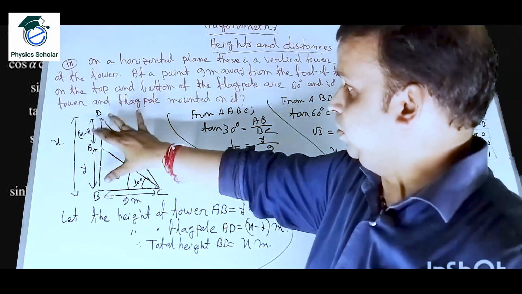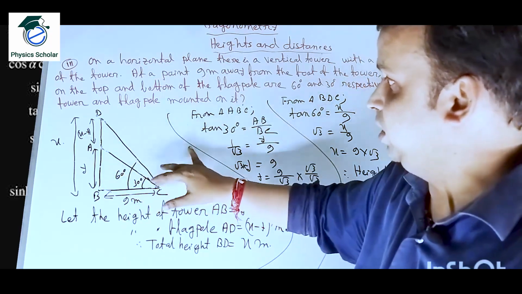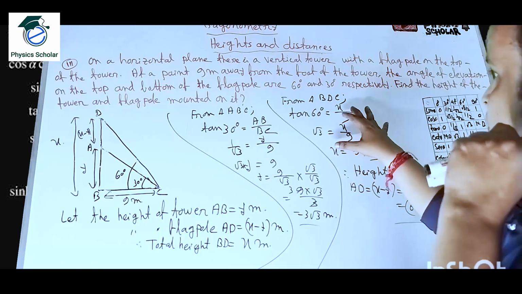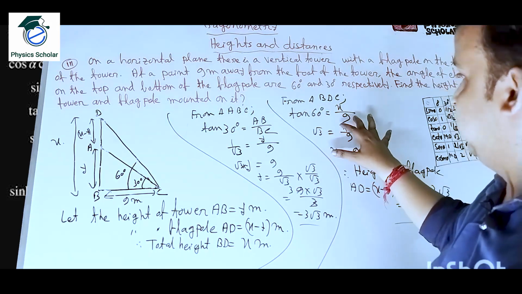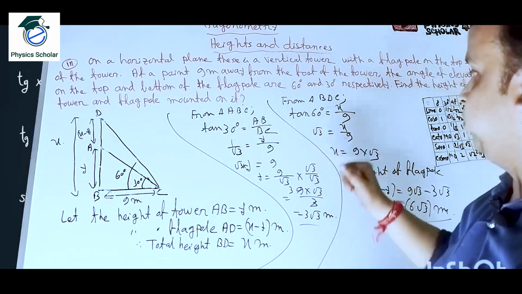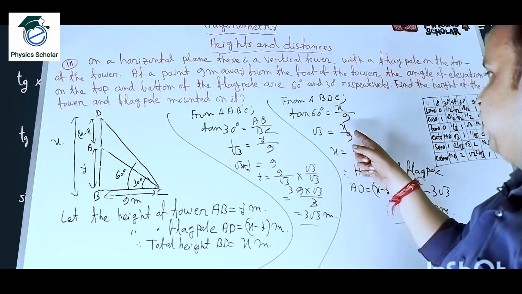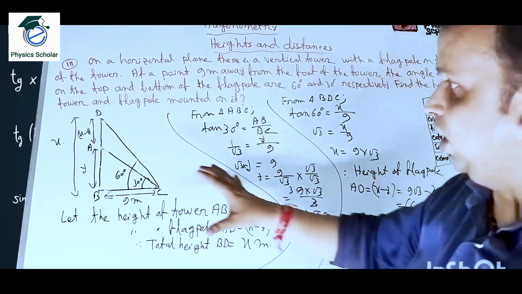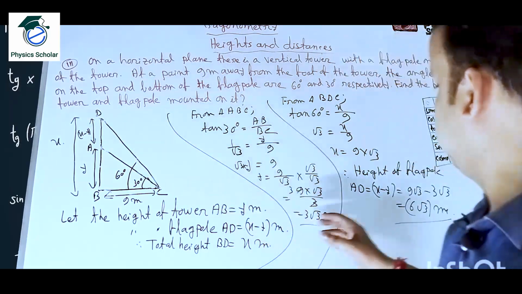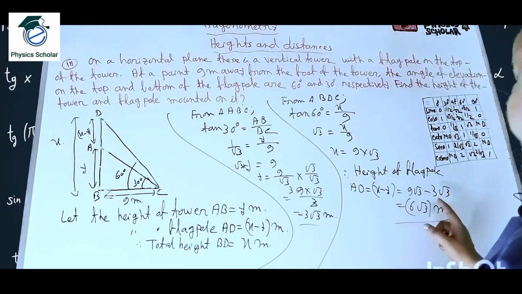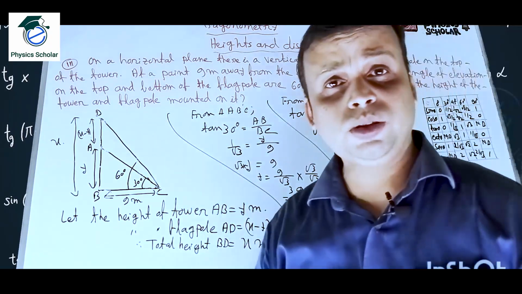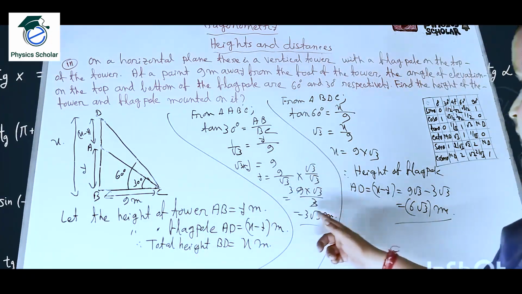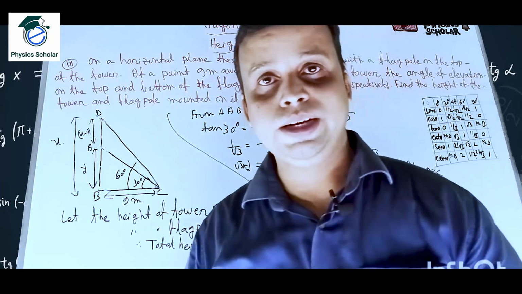Now from this triangle DBC, this is perpendicular, this is base, so BD means perpendicular x divided by base means 9. The tan 60 value is root 3, so x by 9 is equal to root 3, so x is equal to root 3 into 9. So the height of the flagpole will be total height minus this height, 9 root 3 minus 3 root 3, is equal to 6 root 3 meter. Clear? You can also put the value of root 3 as 1.732 and multiply it with this and this. So you can get your answer.